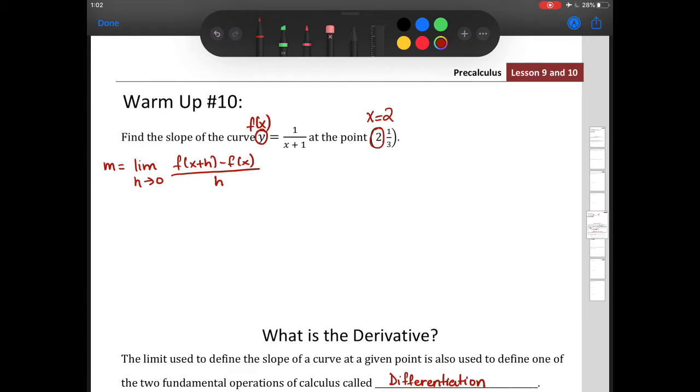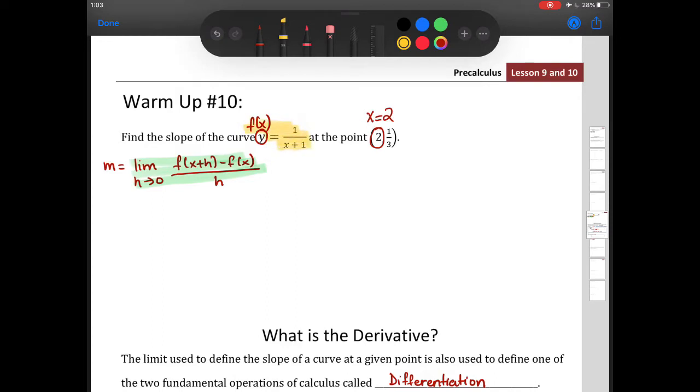How do we find the slope of any curve? We use the difference quotient that you learned in your last lesson, and that's the whole formula, which I wrote out here. This is what it is, right? Limit as h approaches 0, f of x plus h minus f of x over h. So I already know f of x is this whole thing. It's this thing, right?